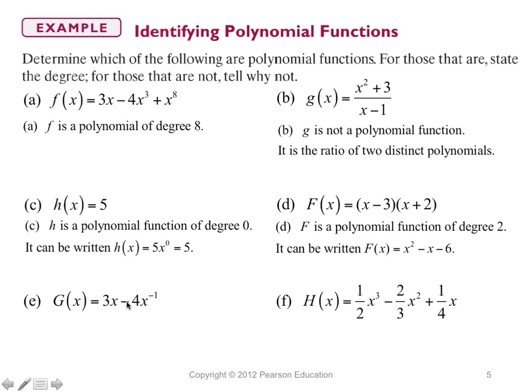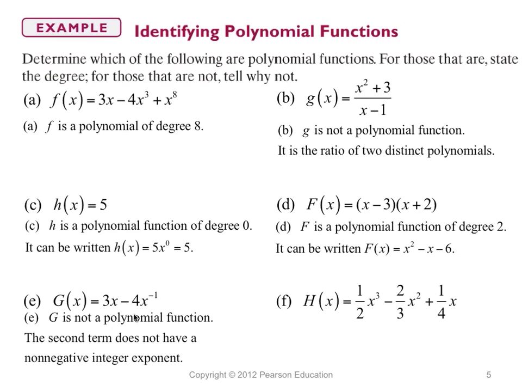Now e right here, we have g of x equals 3x minus 4x to the negative first power. So for this one, if you notice, we have this issue here where we have x to the negative first power. This one is not going to be a polynomial function because this second term does not have a non-negative integer exponent. So we have to have some exponent that's either 0 or positive, and an integer. So this one just isn't going to work.